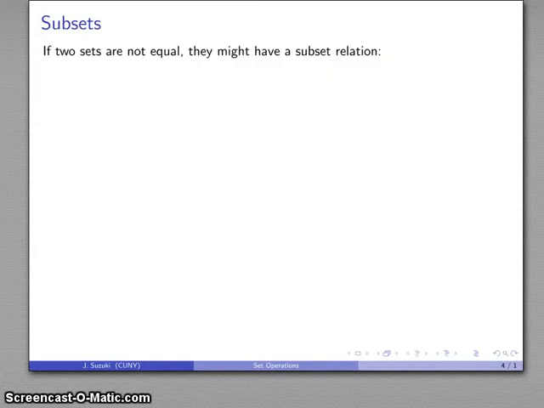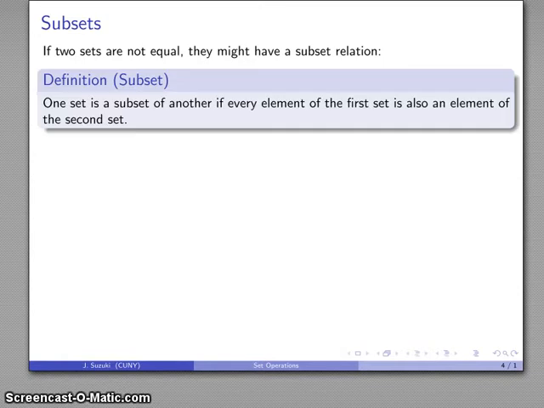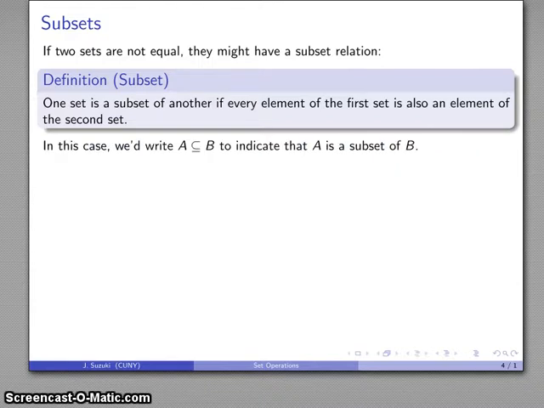Now, if the two sets aren't equal, we might have a subset relationship. In this case, we say that one set is a subset of another if every element of the first set is also an element of the second set. If that occurs, then we indicate the subset relationship using this particular notation: A is a subset of B.